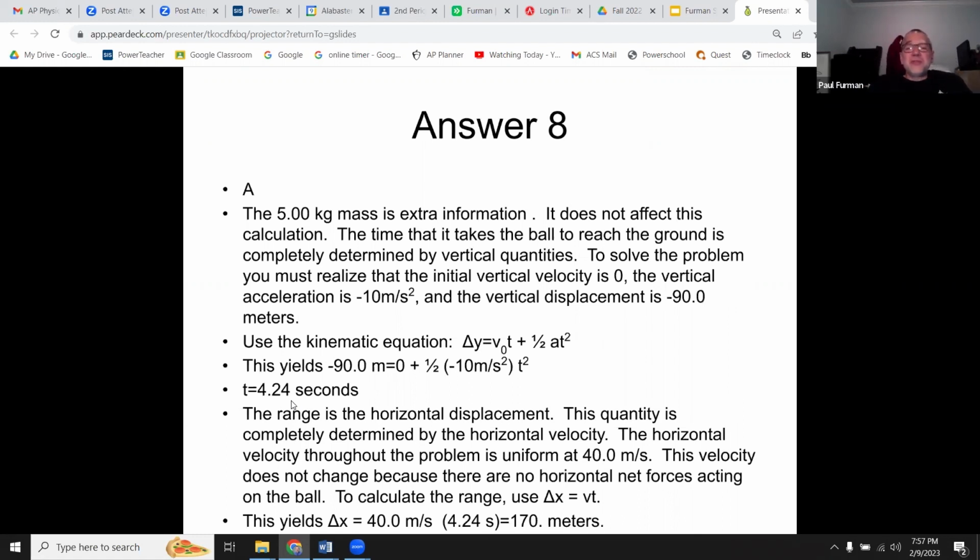Use the equation delta x is equal to v naught t plus 1/2 a t squared. Well, your initial vertical velocity is 0. So that's where you get negative 90 meters is equal to 1/2 times negative 10 times t squared. Solve that for t, you get 4.24 seconds. And then you use that time over on the horizontal side. But it's very important to keep your horizontal and your vertical variables separated so that you know which side you have enough information to work on.